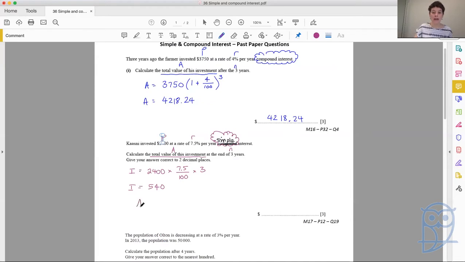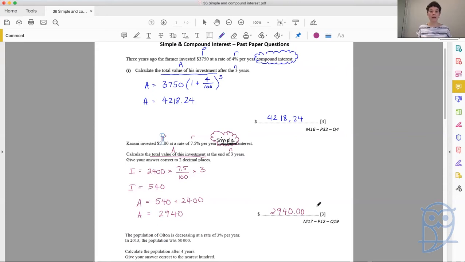So A equals the interest plus that initial starting value, 2400. So A is going to equal 2940. In this case, because we've done simple interest, we didn't actually get a value that needed to be rounded, but we'll follow their instruction. They say 2 decimal places. So to 2 decimal places, this would be 2940.00. If we had done this using compound interest, we wouldn't have got such a nice pretty number, and we would have needed to round it to get to our 2 decimal places.